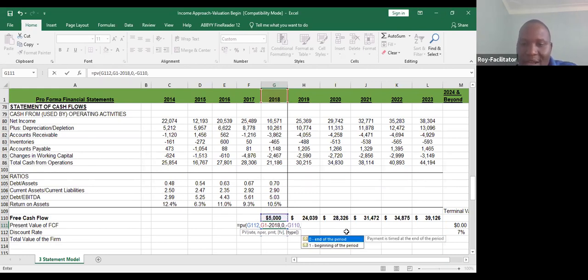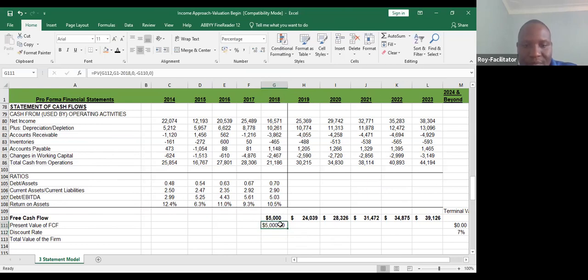And then I have to choose either 0 or 1. Is it at the beginning of the period or the end of the period? So I'm going to put it's at the end of the period, and that is 0. Then brackets or parentheses. When I do that, it will give me that. Then I can just extend the formula. And when I extend the formula, as you can see, it has brought the same digits.